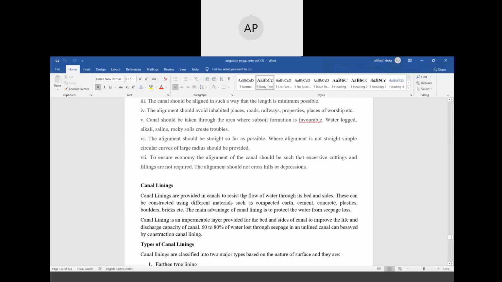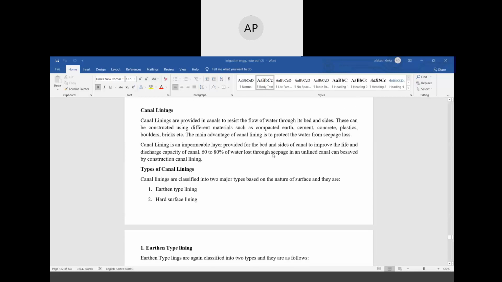To ensure economy of the alignment, the canal should be such that excessive cuttings and fillings are not required. So for an economical section, you have to keep in mind that there should not be any cuttings or fillings. That means there should not be more earthwork. The alignment should not cross hills or depressions. So these are the points to keep in mind while aligning a canal for irrigation.